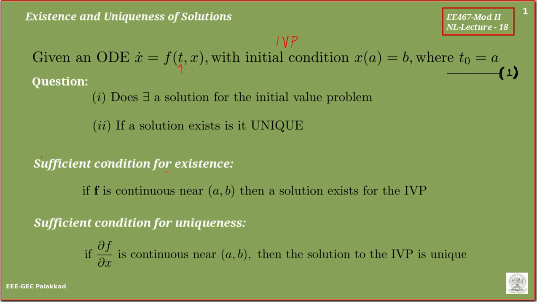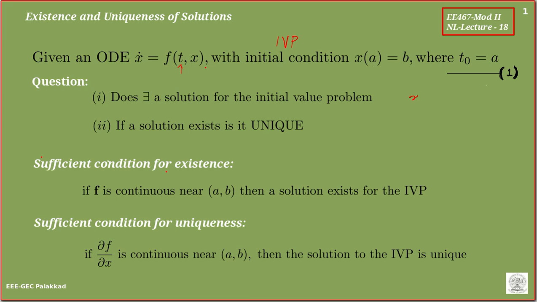Now the conditions for existence and uniqueness are stated here. There is a sufficient condition for existence, which is stated like this: if the given function f is continuous near (a, b), then a solution exists for the initial value problem. Similarly, for uniqueness: if the derivative of the function with respect to the dependent variable, ∂f/∂x, is continuous near (a, b), then the solution to the initial value problem is unique.